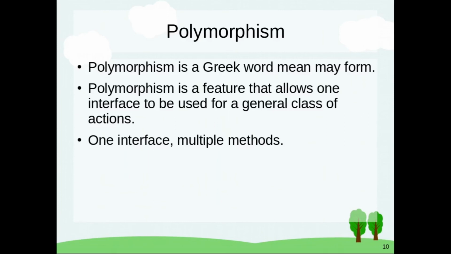Okay, but it is the responsibility of the compiler to decide which function should be called at a given time. I will elaborate on this later. One interface and multiple methods. This is the motive of polymorphism. In general, we express polymorphism by this one phrase: one interface and multiple methods.